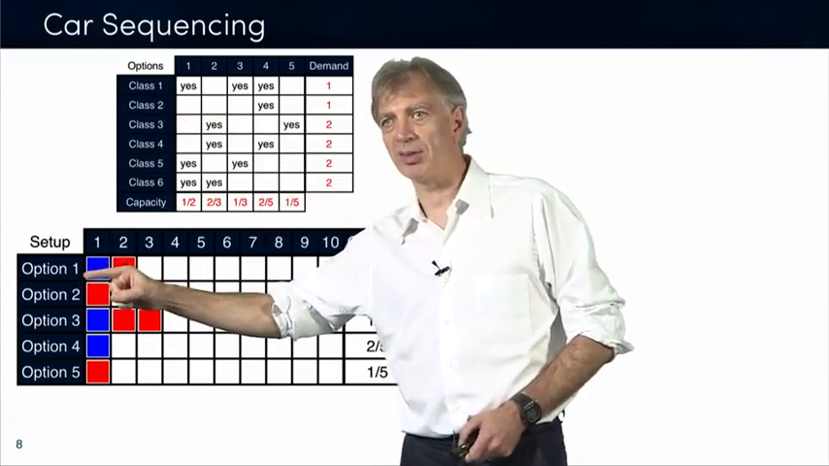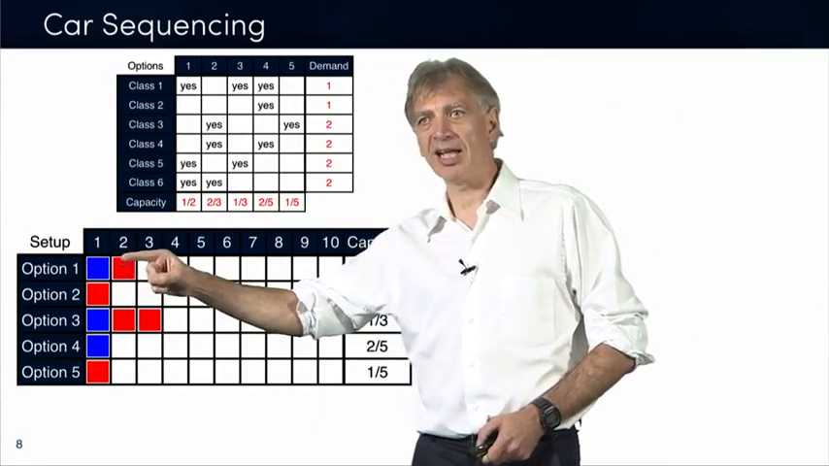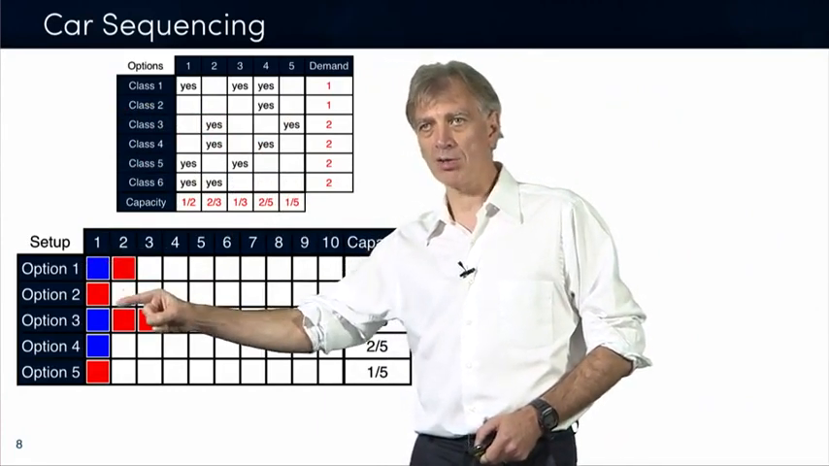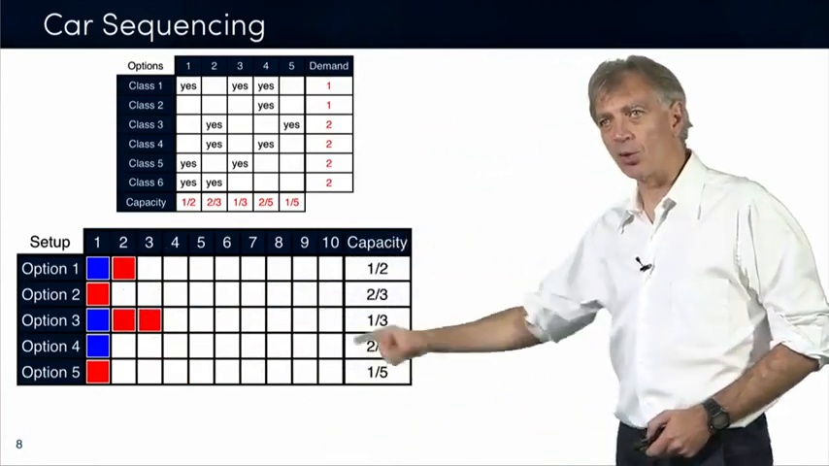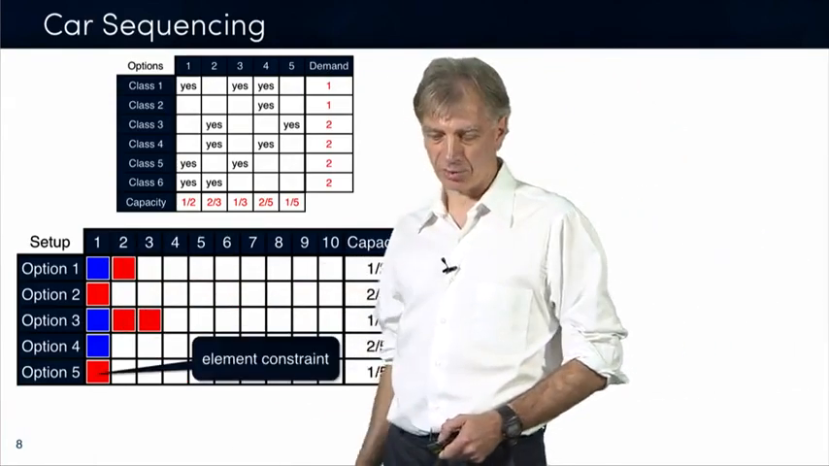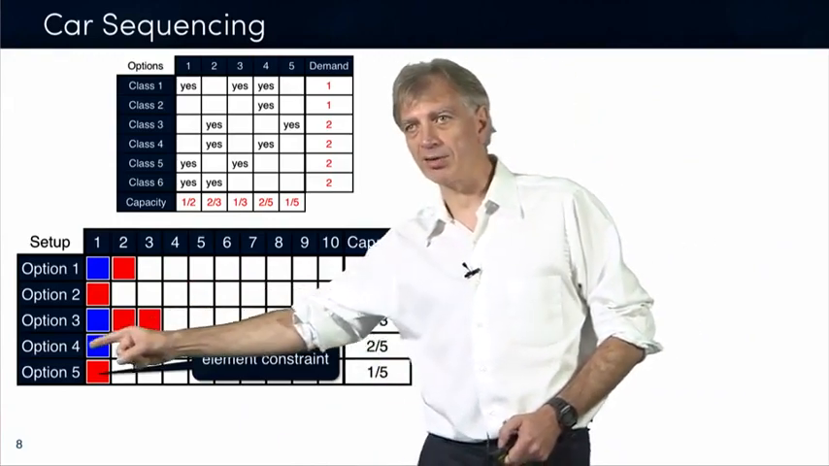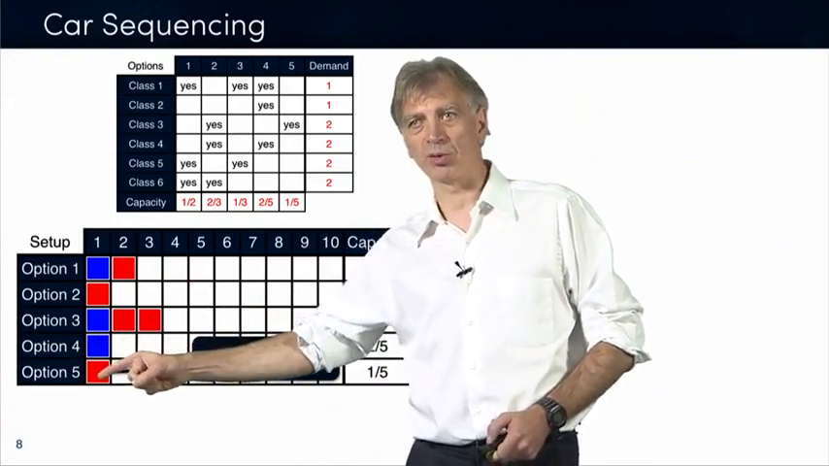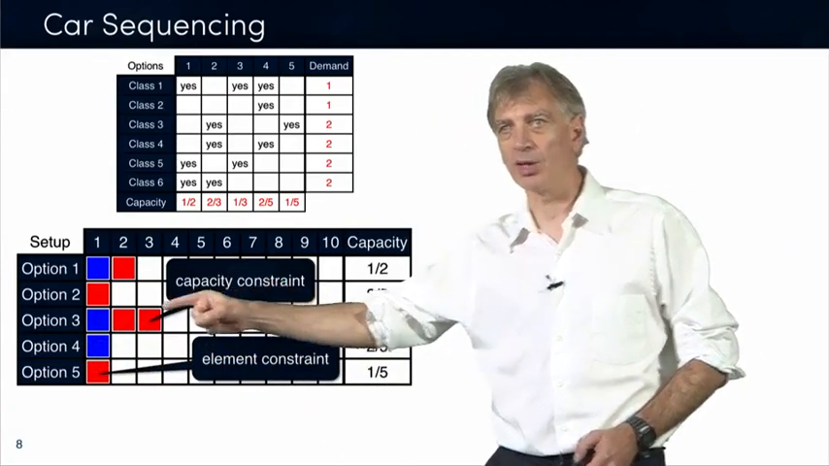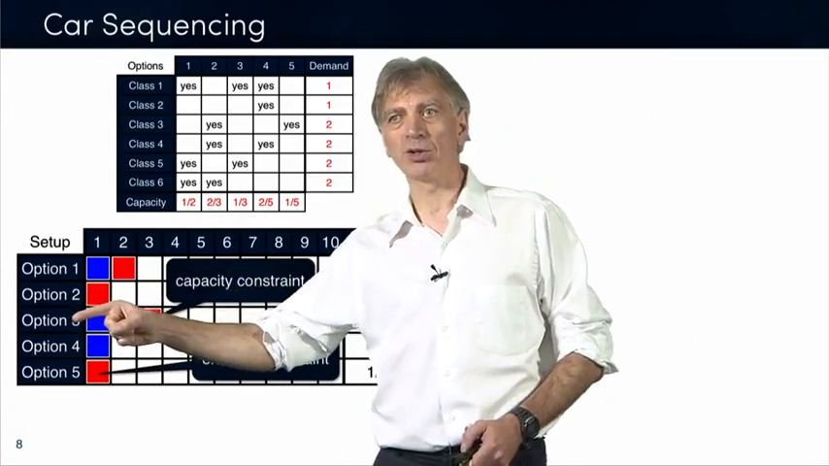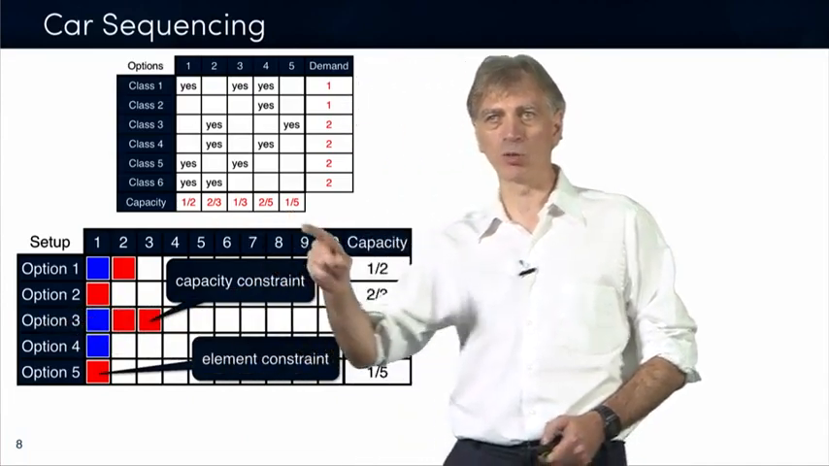The blue stuff is basically telling you that the slot is requiring options 1, 3, and 4, okay? And then what you see, which is interesting, is already the propagation of some of the values. So this is how you get from an element constraint, of course. We don't require option 5. And then you see also the capacity constraints there. We know that the capacity constraint on that production unit is 1 out of 3.